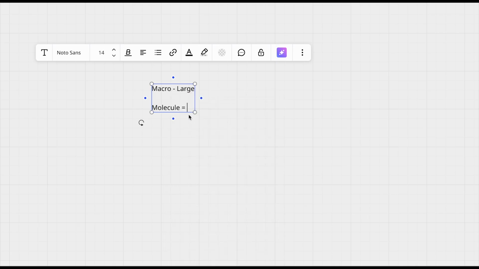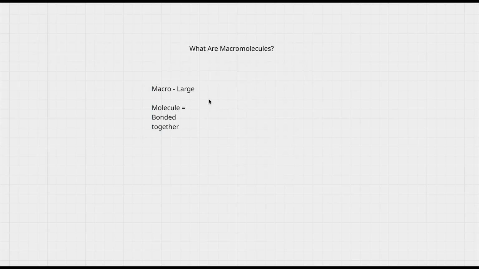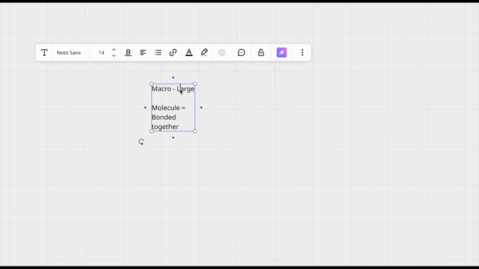Molecule just means a group of atoms bonded together. So if you put it together, if macro means large and molecule means bonded together atoms, then we can put out the fact that macromolecules are just huge groups of atoms bonded together. So that's what the word means. Macromolecules are basically large molecules made up of smaller units.